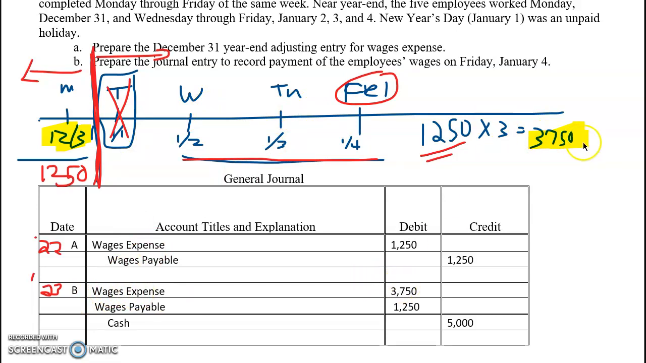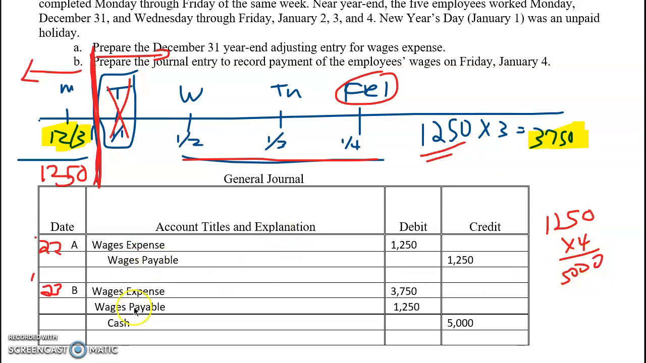We went over how to calculate that. Go ahead and debit wages payable right here, because we no longer owe it. We're fixing to pay the employees right now on Friday the 4th. So debit wages payable $1,250, and we'll credit cash $5,000 because we're paying employees. And if you want to think about it, 5,000 is right. So $1,250 a day for all the employees times 4 days is 5,000.